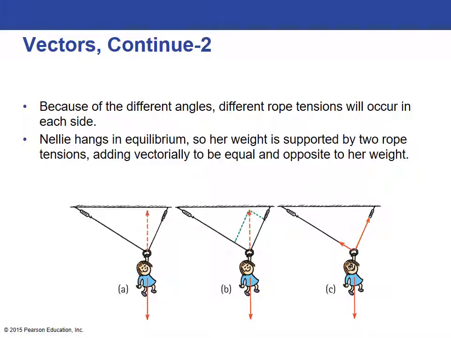Nellie's at equilibrium. She's not moving. Her weight is totally supported by these two ropes. So this resultant right here is equal and opposite to the gravity that's pulling her down. These ropes are pulling her up with the same amount of force that gravity is pulling her down.